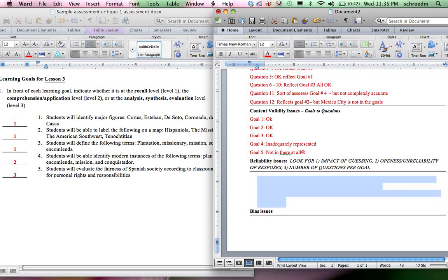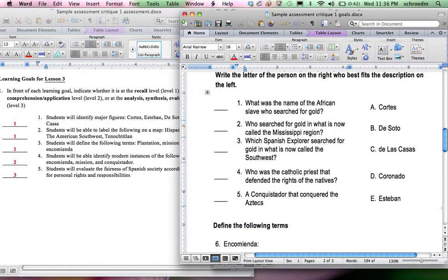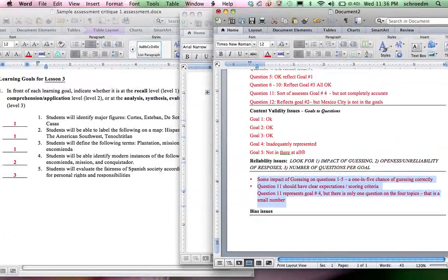And when I look at these, I can say that guessing has an impact on my first set of questions because they are matching questions, and so I really have a 1 in 5. Also, if I know 3 of them, then I have a 50-50 shot for the other 2, and so that's going to impact reliability. Guessing has a big impact on stability, reliability.